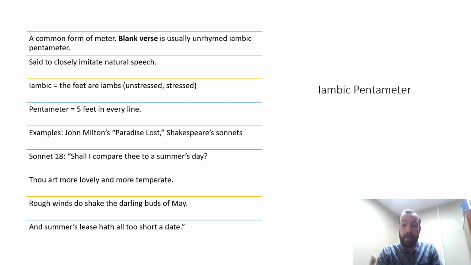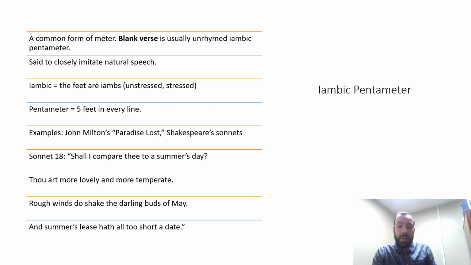The reason why people use it a lot is because it closely imitates natural speech. Blank verse is usually unrhymed iambic pentameter. So that's a common example. Shakespeare writes in iambic pentameter a lot. So does John Milton. To get a good idea of what this looks like and sounds like, I just took a snippet from Sonnet 18 by William Shakespeare. A sonnet's 14 lines, this isn't the whole thing, but it's just the first 4 lines, it gives you a good idea. So this is iambic pentameter, let's listen to it.